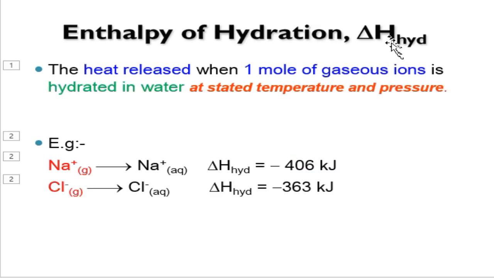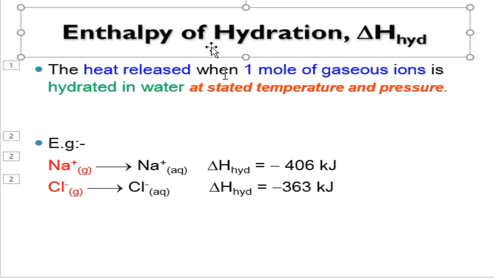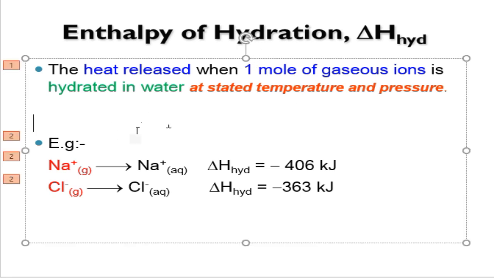Enthalpy of hydration. This is heat release, meaning an exothermic reaction, when one mole of gaseous ion is hydrated in water at stated temperature and pressure. This term hydration is quite new to you all. So you have to know the gaseous ion is dissolved, meaning hydrated in water, and forms the cation in aqueous form. We are going to learn this again in 2.4. So enthalpy of hydration has a negative sign because this is an exothermic reaction.